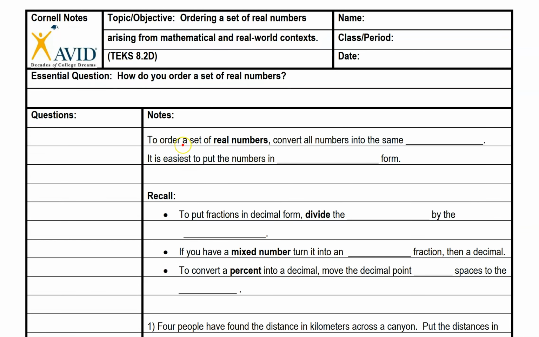All right, so to order a set of real numbers, convert all numbers into the same form. Now, it is easiest to put the numbers in decimal form. So that is the easiest way to order numbers. Now, what I mean by ordering is from least to greatest or greatest to least. You will also see words such as ascending or descending.